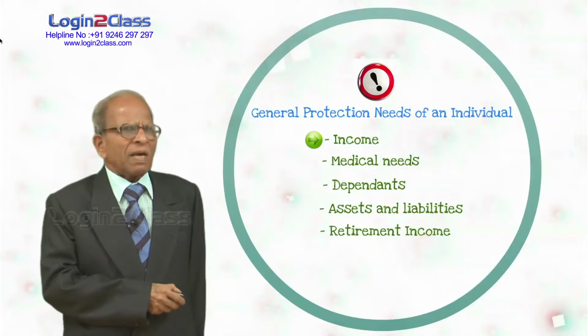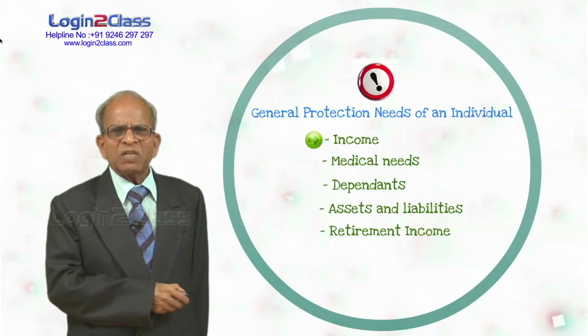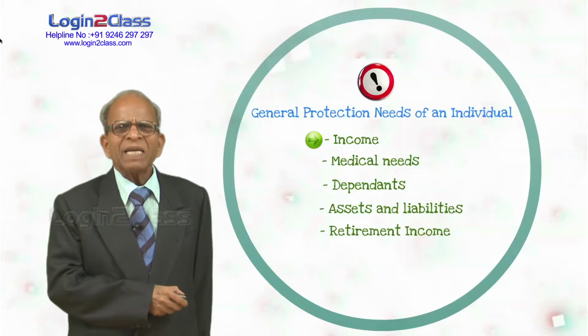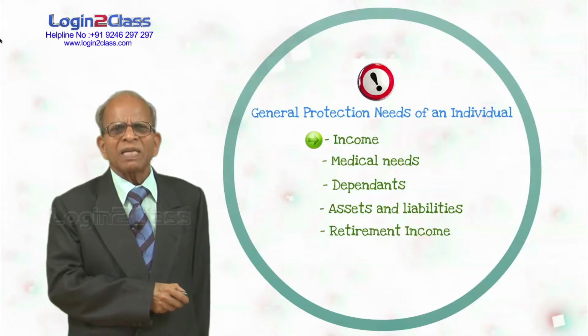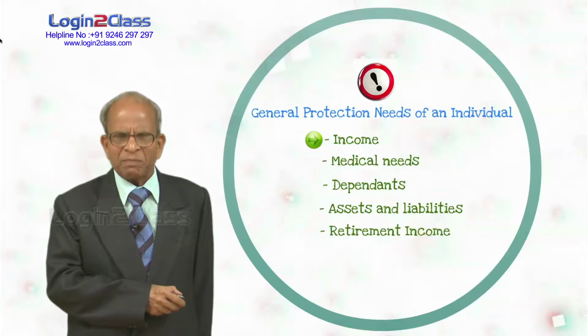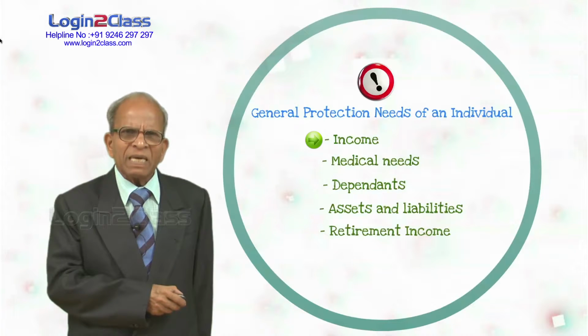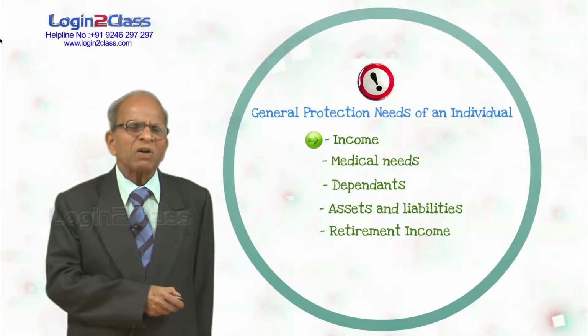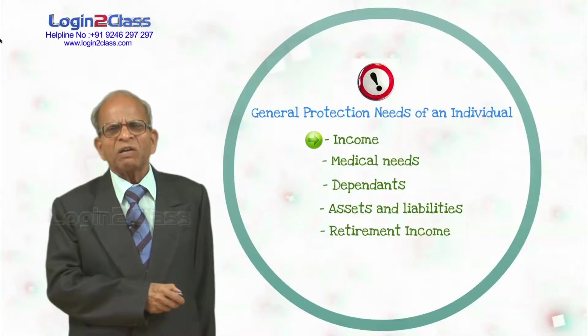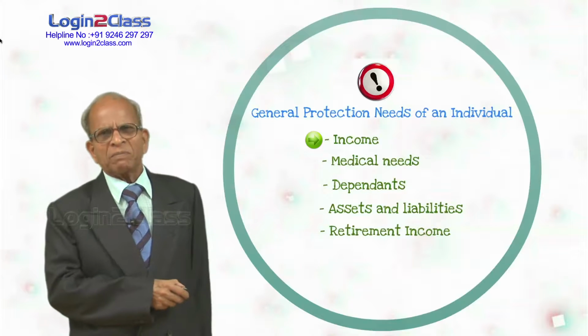What is income? An income is brought by the individual to the family and he supports the family with his income. When he dies, the income is no longer there. So we have to protect that income. We should see that the income keeps coming to the family even after he is dead and gone. How can we do it? How does an income come generally?